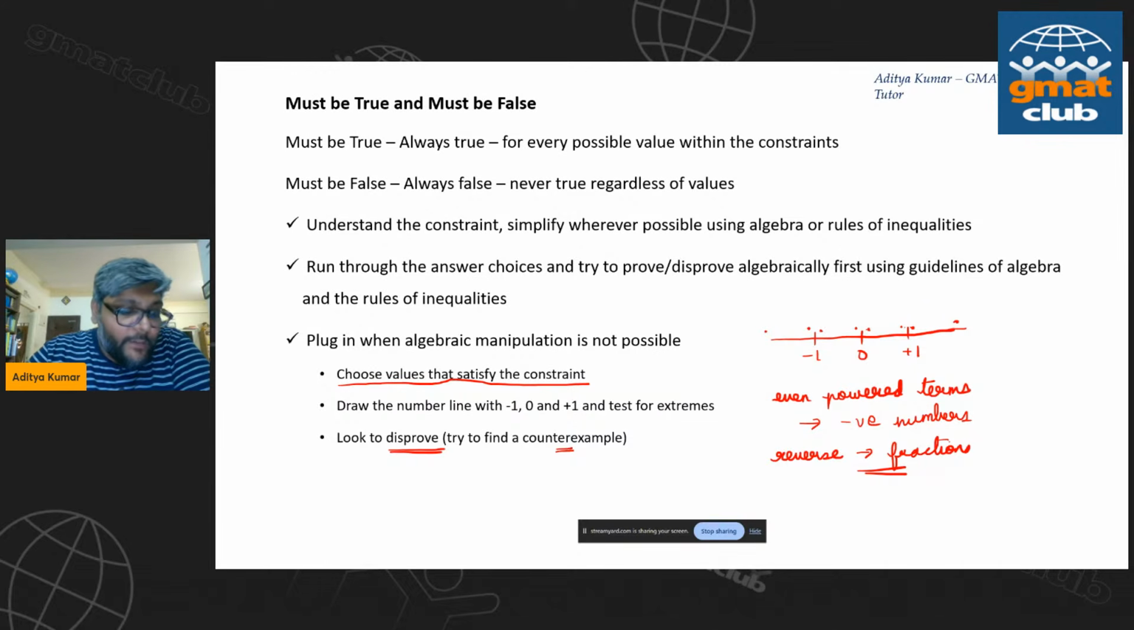If it's a could be question, I will not try to work with it algebraically. I'll immediately try to put in values to try to find one case which is true, because my job in a could be question is to just prove one case to be true. In a must be question, it will be very difficult for me to prove cases to be true by putting in values, because I'll not get definitiveness there. I can't use one set of values and say it's true for all possibilities, right? That is why I'm preferring the algebraic approach, because it's more definitive in nature.